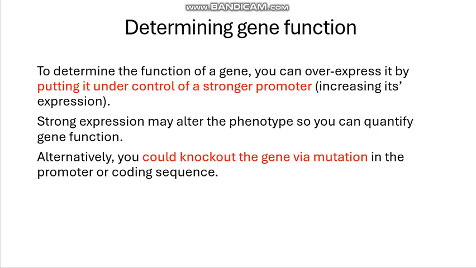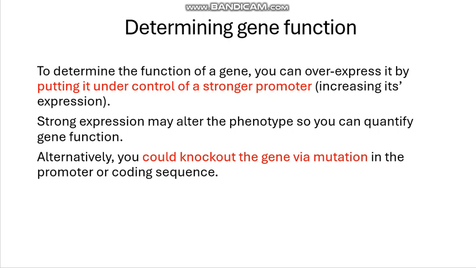So to determine gene function, there are a few different ways that we can do it. You can either overexpress a gene by putting it under control of a strong promoter. So for example, you could put a gene under control of our cauliflower mosaic virus 35S promoter that we talked about last time, and we said it was a very strong promoter. This overexpression may alter the phenotype of the organism, so you can look at the organism and kind of quantify what the gene is doing based on looking at the organism.